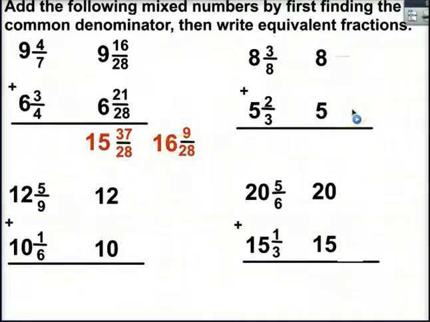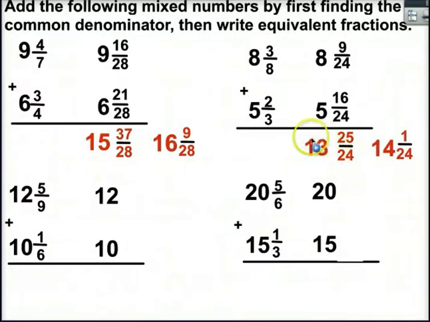So now I'm looking at 8 and 3/8 and 5 and 2/3. The common denominator for 8 and 3 is 24. 3 times 8 is 24. That means 2 times 8 is 16. I now have an equivalent fraction. 8 times 3 is 24. 3 times 3 is 9. Again, I have an equivalent fraction. I can add 9 and 16, and I'm going to get 25/24. Add 8 and 5, and I get 13. This, again, is an improper fraction. 25/24 can also be written as 1 and 1/24. Then I'm going to add that 1 and 1/24 back to the 13, and my final sum is 14 and 1/24.